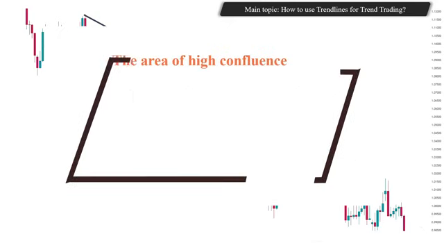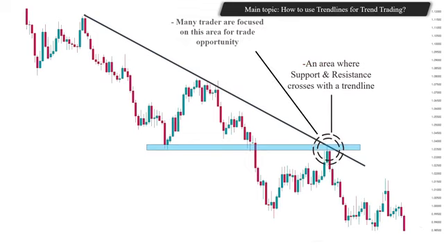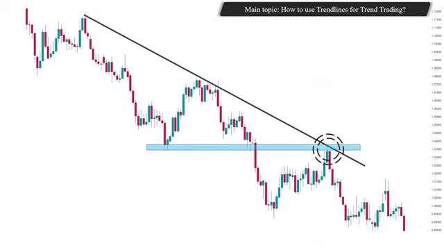An area of high convergence is where multiple price action concepts meet, making it an optimal trading zone for high probability trading setups. This means that many traders focus on this area, and there is a higher probability that they will be taking action when trade opportunities arise. Let me explain to you how.